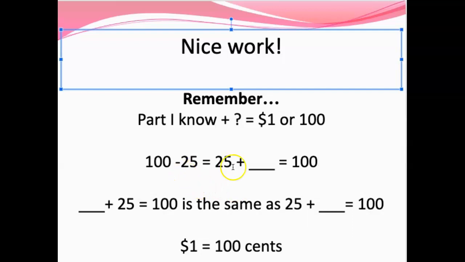Pause here. How can you rewrite the problem so that you're starting with the part you know, and we're adding on to get to 100? So blank plus 25 equals 100 is the same thing as saying 25 plus blank equals 100. You're always going to put the part that we know first today and then add on to get to 100. You can also use number bonds to help you figure out which part you know and which part you're trying to solve for. Lastly, always remember that $1 equals 100 cents.